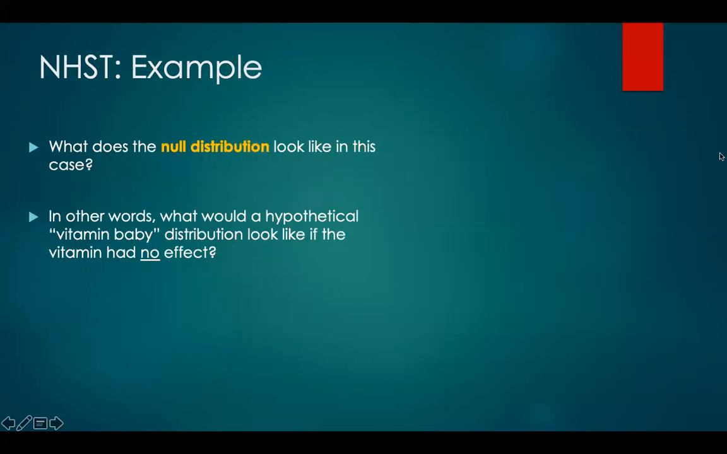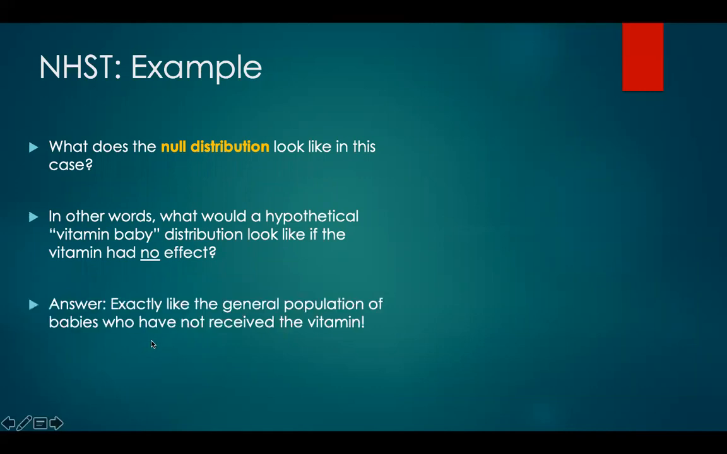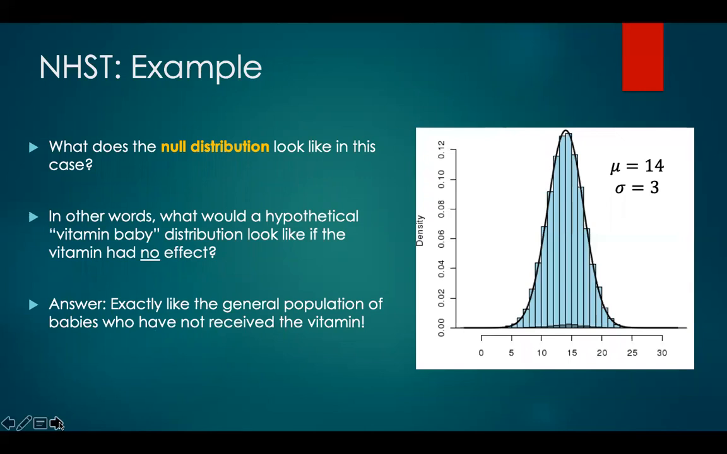Now, what does the null distribution look like in this case? In other words, what would a hypothetical vitamin baby distribution look like if the vitamin had no effect? And we know now that this would look exactly like the general population of babies who have not received the vitamin. Right? Because if the vitamin had no effect, there'd be no difference from that population distribution of walking ages. And the mean would be 14, and the standard deviation would be 3.